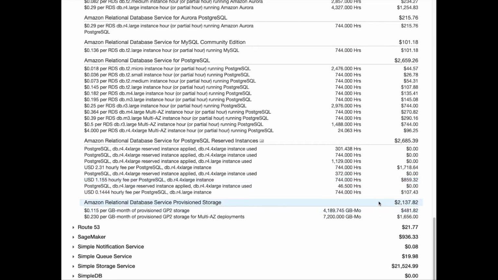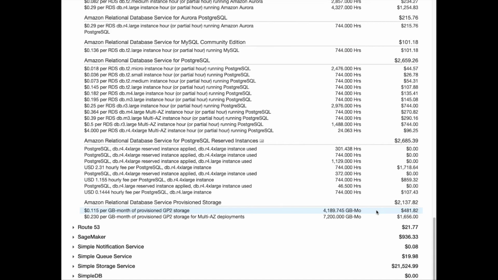Finally on here we see our provisioned storage, which, like we saw over in the EC2 instances, is a significant chunk of this bill. So you want to keep this provisioned pretty much to what you're utilizing. You know, give yourself a little bit of growth room, but you don't want to add hundreds of gigabytes or terabytes to this just in case.